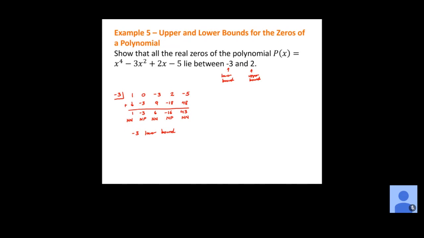Again, the reason we have to classify these as non-negative and non-positive is that if we get zeros there, and we're going to do one in the next example, then 0 can be counted either way. So we have to be careful to classify them not as positives and negatives, but as non-positives and non-negatives. Any questions about -3 being a lower bound now?